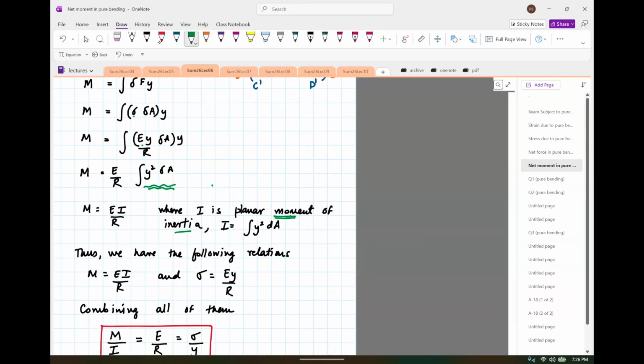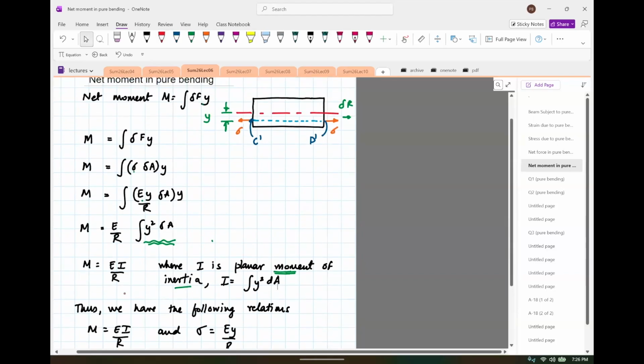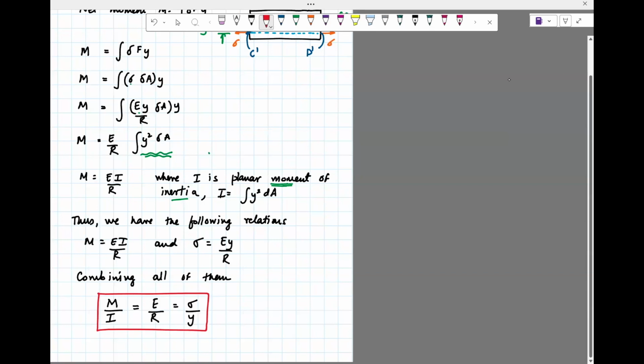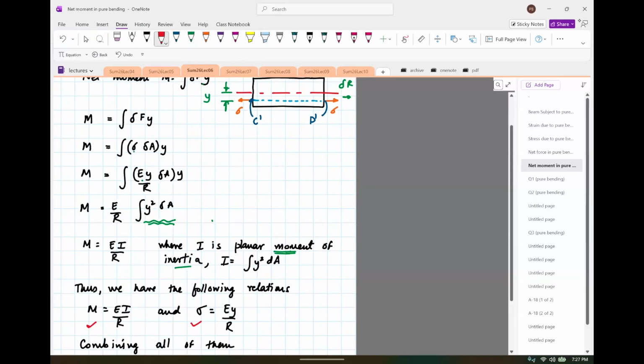So what we have figured out here is that the formula for the moment is M equals EI divided by R, where I is the planar moment of inertia, and R is the radius about which the beam will curve. And then sigma is Ey divided by R. So we derive this. This is just putting both these formulas together. So M divided by I is E divided by R. The same thing you can see here is sigma divided by y. So this is combining these two formulas into one single form. So this is the formula you want to remember or use for calculation. So let's see how this formula is used next.